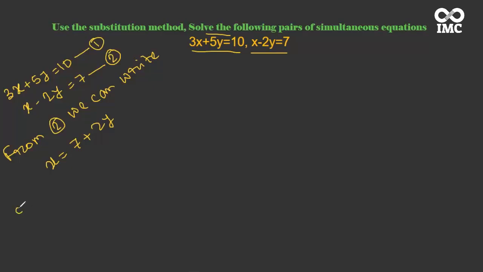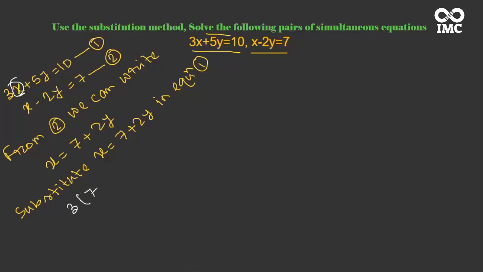Then what will happen? So substitute x equal to 7 plus 2y in equation 1. Then we can say that will be 3 times x, so x will be 7 plus 2y, plus 5y equal to 10. That means we will convert the value of x in terms of y. So instead of x, I will put this value. And we can say this is equation number 3.